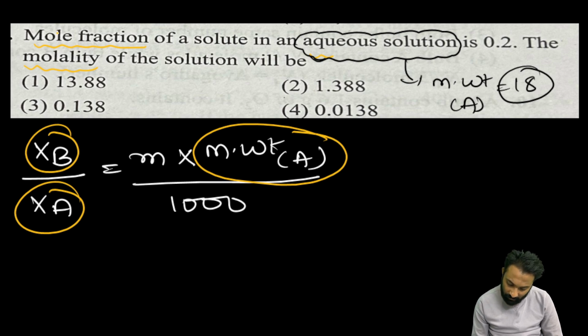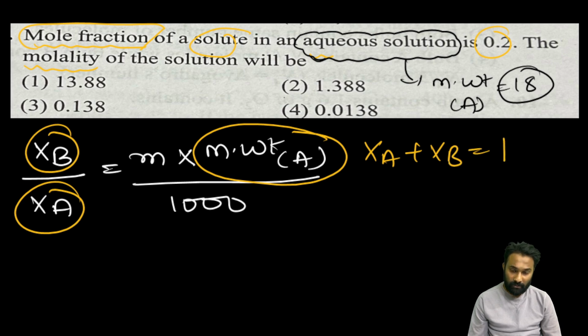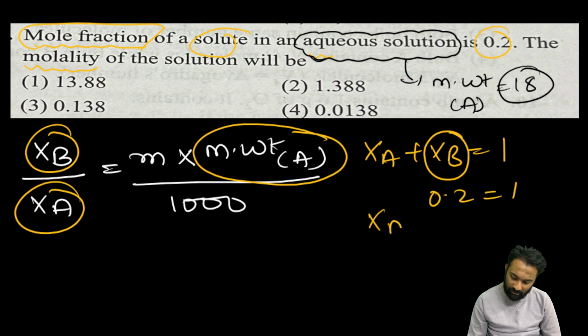Next, here he has given only one data: the mole fraction of the solute is 0.2. One beautiful relation we have seen, right? Chi A plus chi B will be equal to 1. This is the mole fraction of the solute. Clear? If they have given the mole fraction of the solute as 0.2, then the mole fraction of the solvent will become 0.8. All the data we got.